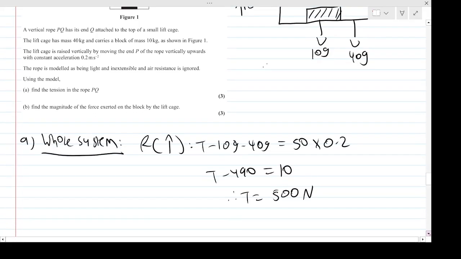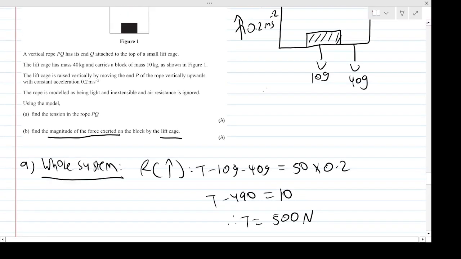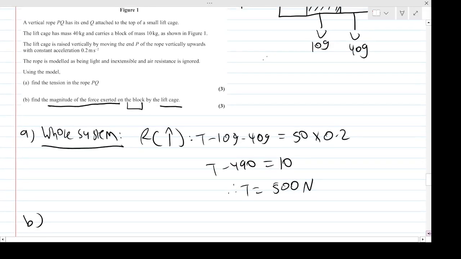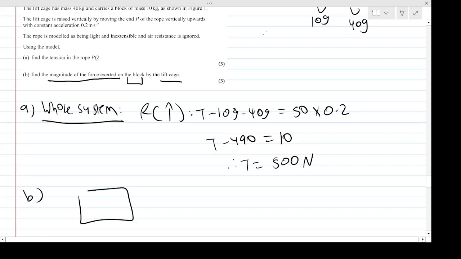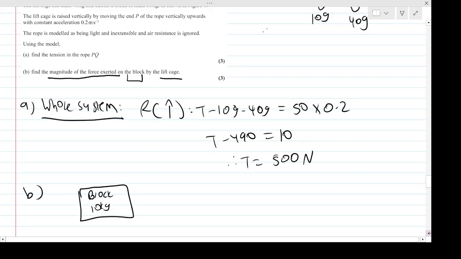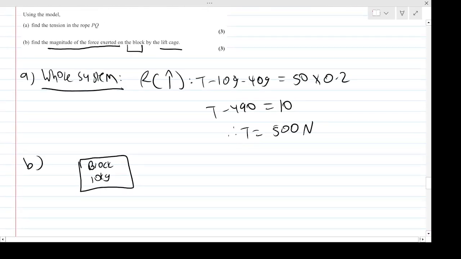Okay, cool. Then in part B, it now wants the magnitude of the force exerted on the block by the lift cage. So the lift cage exerts a force onto the block now. So if I want to consider the block, then what are the forces on my block? Okay, so if I draw the block here, well, firstly, the mass is 10 kilograms.